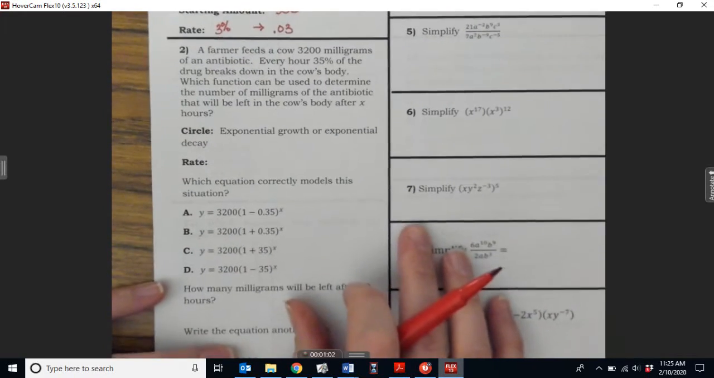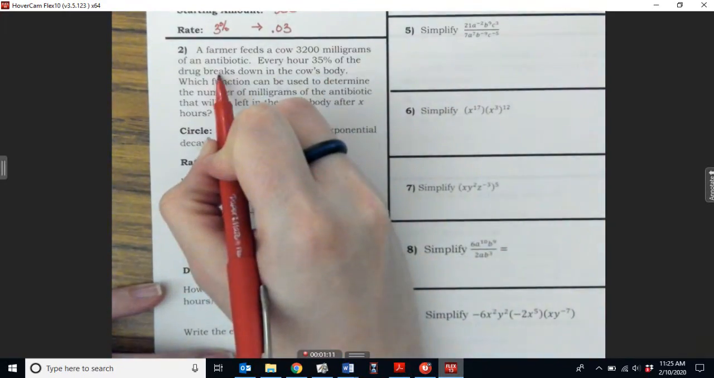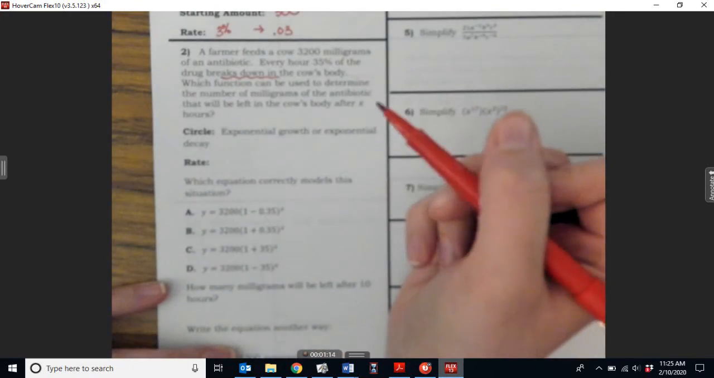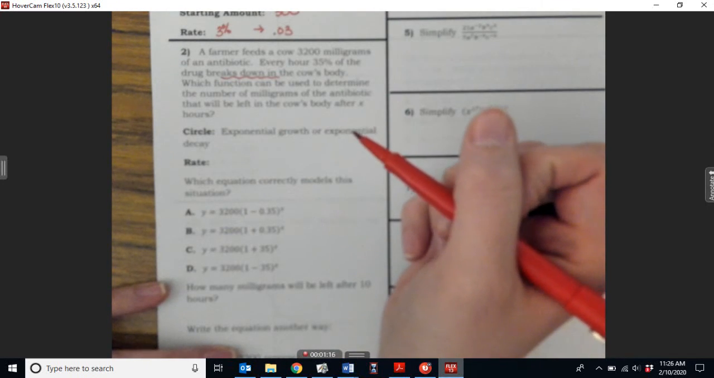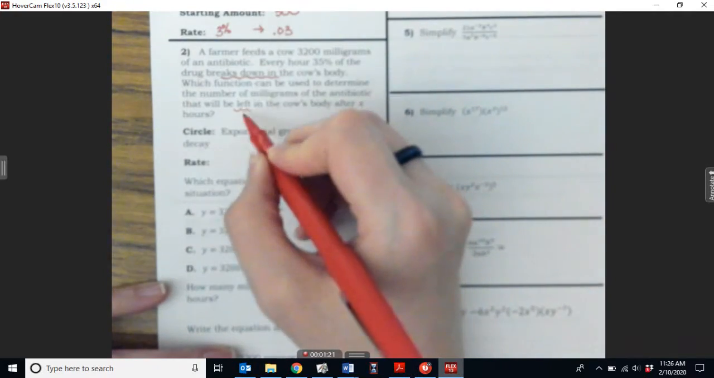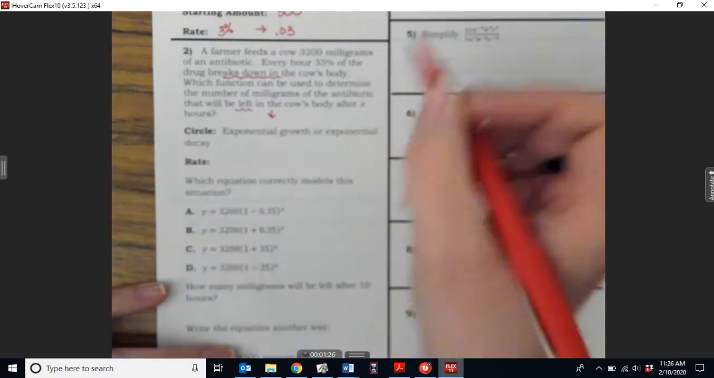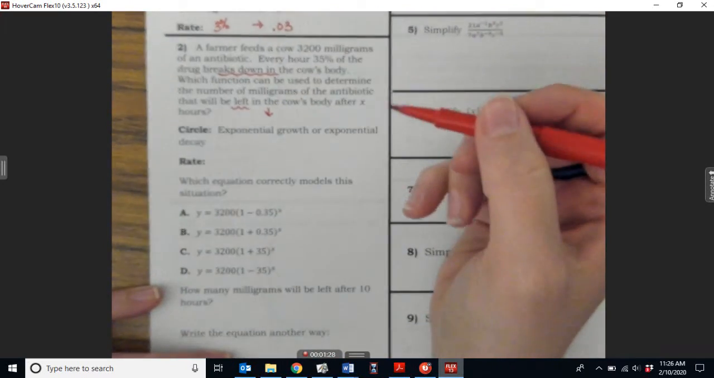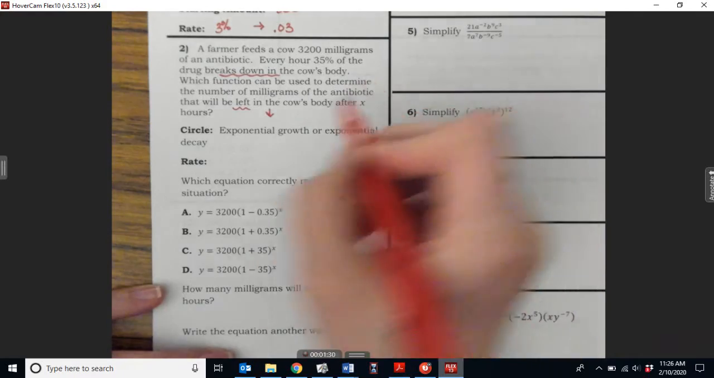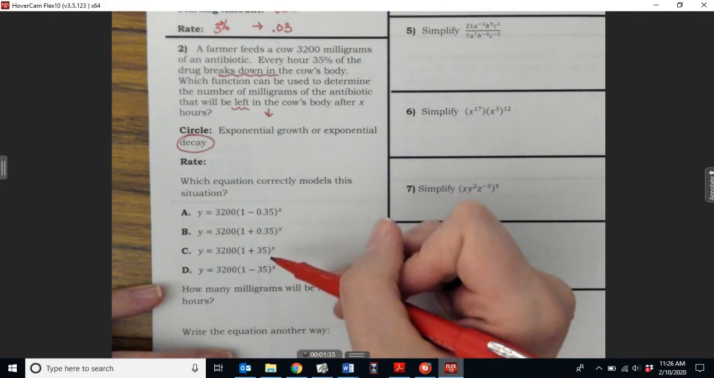Number 2. A farmer feeds a cow 3,200 milligrams of an antibiotic. Every hour, 35% of the drug breaks down in the cow's body. So it's breaking down. Which function can be used to determine the number of milligrams of the antibiotic that will be left in the cow's body after x years? All of these things tell me that we are decreasing the amount. Okay? So exponential decay is what this one's talking about, which means I need to be subtracting something.